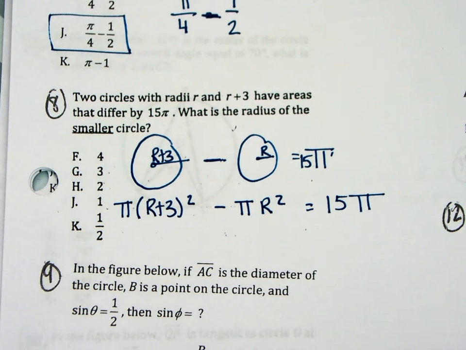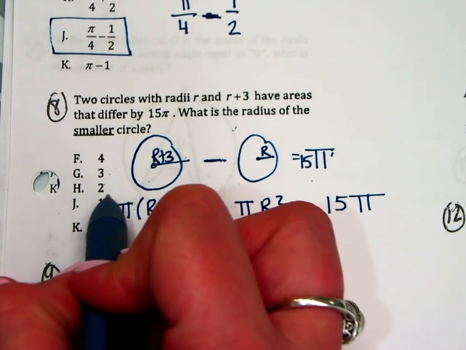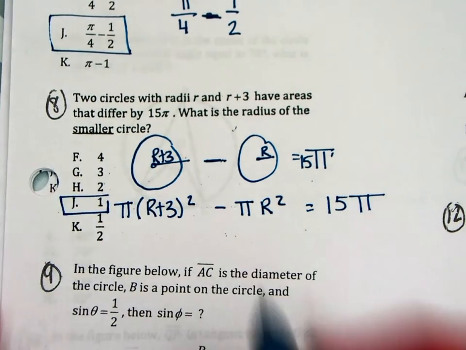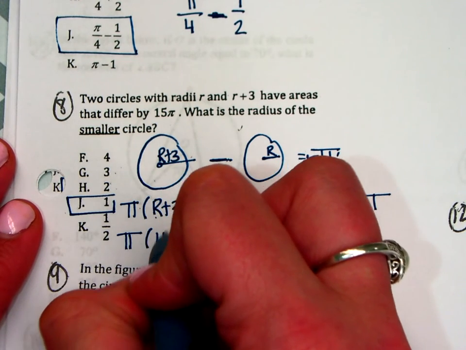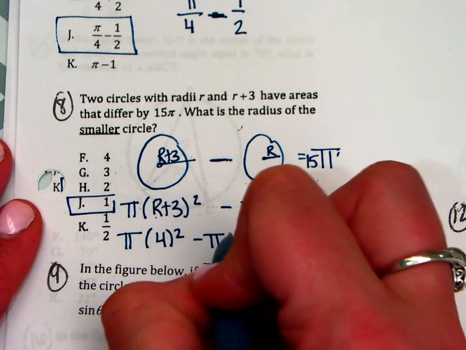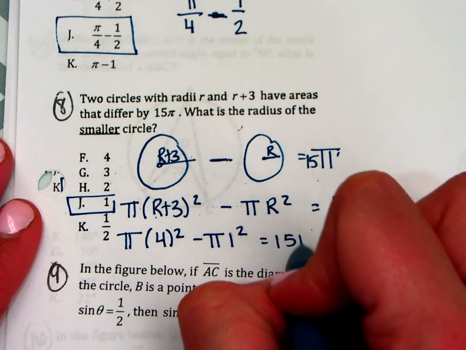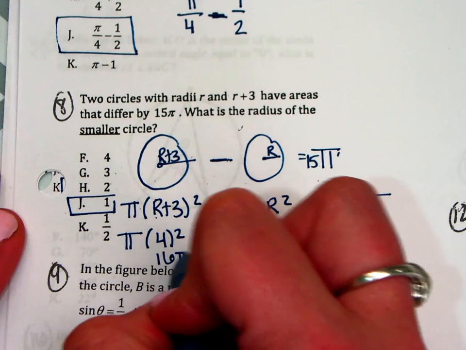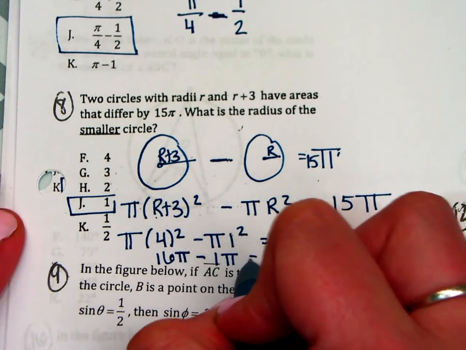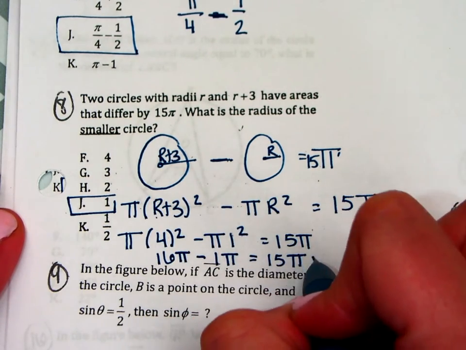This is mostly just guess and check. So the correct answer is J, and let's talk about why. Pi times 1 plus 3, which is 4, squared, minus pi times 1 squared has to equal 15 pi. Well, 4 squared is 16, so 16 pi minus 1 pi does in fact equal 15 pi.